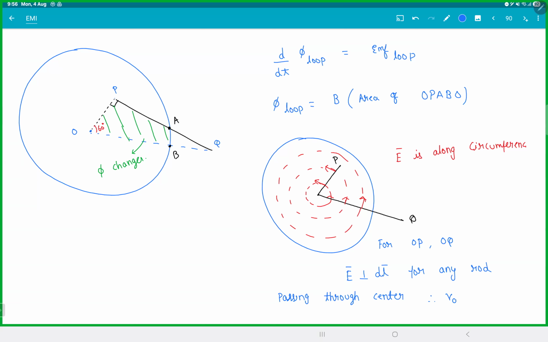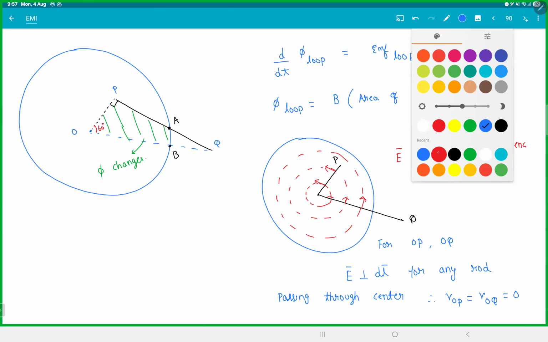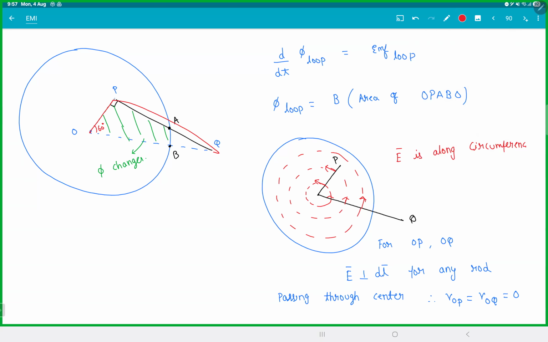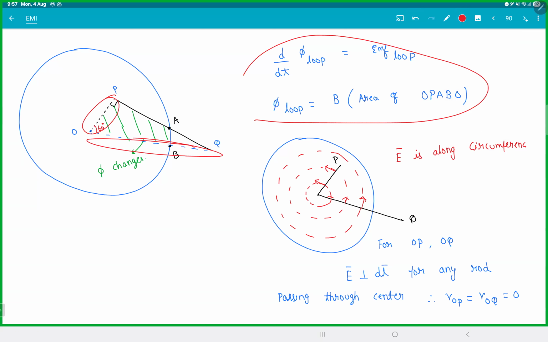Therefore, the potential difference in OP and the potential difference in OQ must be 0. Is that making sense? So where am I going with this? Now, actually we are done, right? The EMF of this entire loop I know from the rate of change of flux. And in that entire loop we proved there is no EMF in OP and no EMF in OQ. That means whatever EMF I get must be only in PQ.